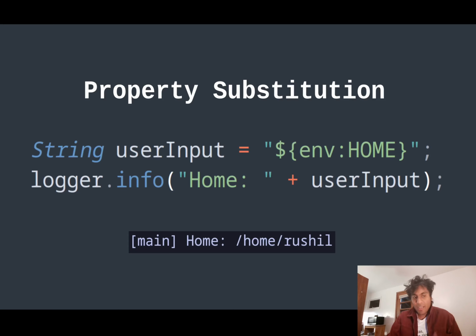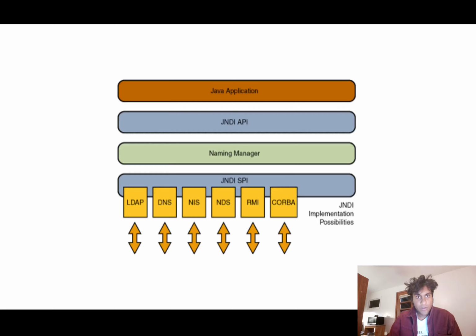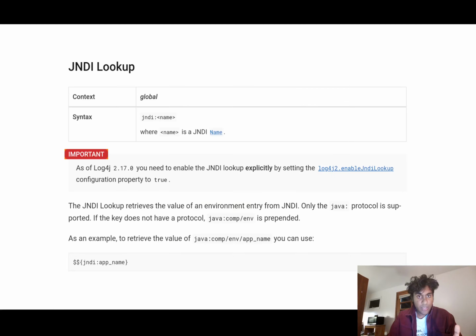Okay, we got some environment variables, that's cool, but what else can we do with it? Well, this is JNDI, the Java Naming and Directory Interface. It's a protocol that allows Java applications and libraries to call out to some external server to get a resource or a value or some code, whatever. And in our case, we can call out to an LDAP server using the syntax: just JNDI and then the link, in this case, app name.